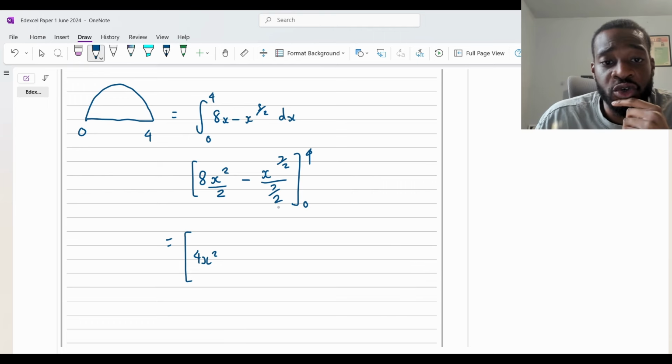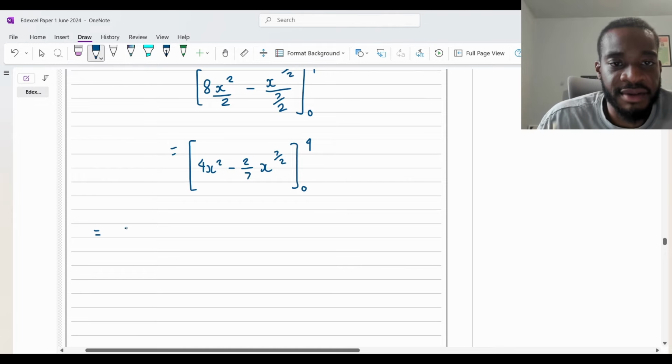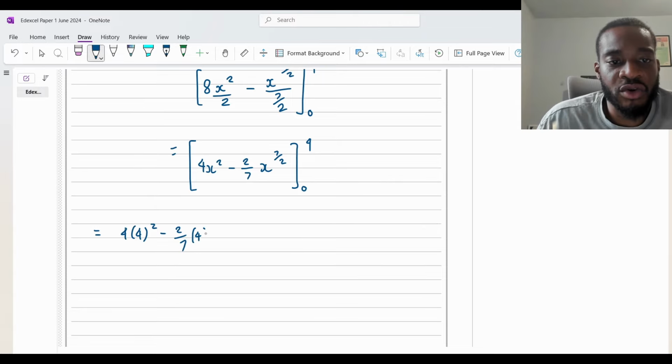Divided by 7 over 2 is the same as times by 2 over 7, isn't it? So it'll be minus 2/7 and then x to the 7 over 2 between 0 and 4. So now I just need to evaluate those limits. So it's going to be 4 times 4 squared minus 2 over 7, 4 to the 7 over 2. And then that will be taken away the lower limit, which is just going to be 0, isn't it?